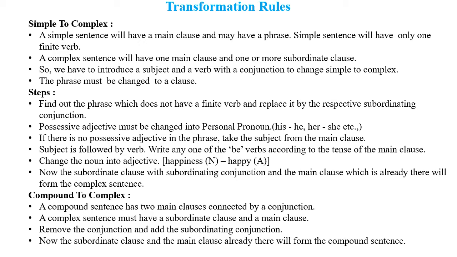That is, changing a sentence from simple to complex takes many steps. But changing a sentence from compound to complex is very easy. Only two steps. We have to remove the conjunction, introduce the subordinating conjunction. That's all.